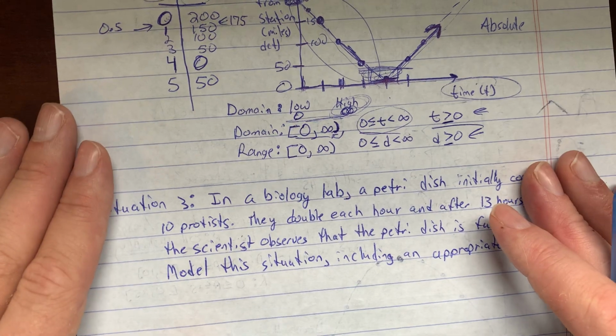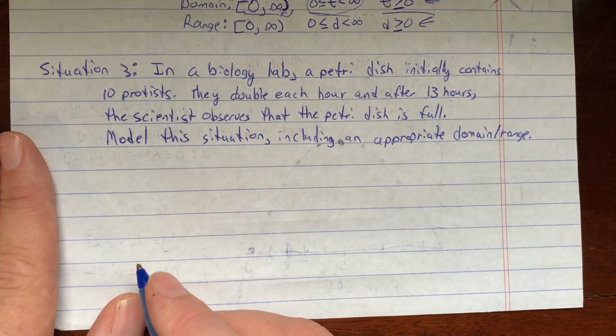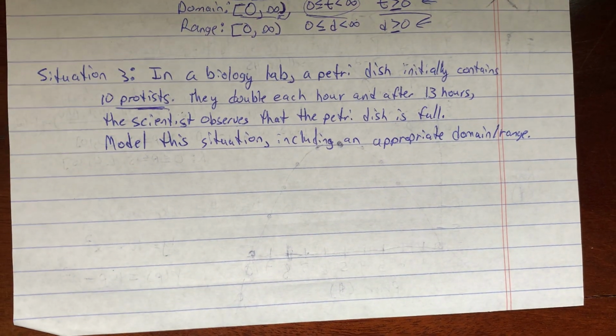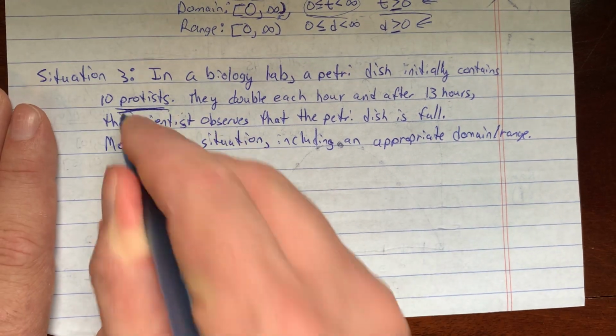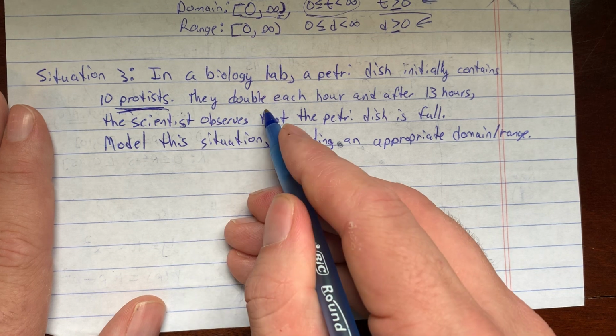All right, our last example is going to be in a biology lab. A petri dish initially contains 10 protists. Protists are just a little bit bigger than bacteria. We should know from biology, I hope. The number of protists doubles each hour.